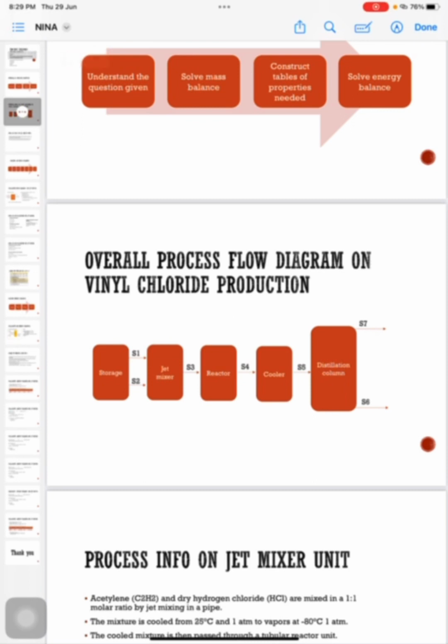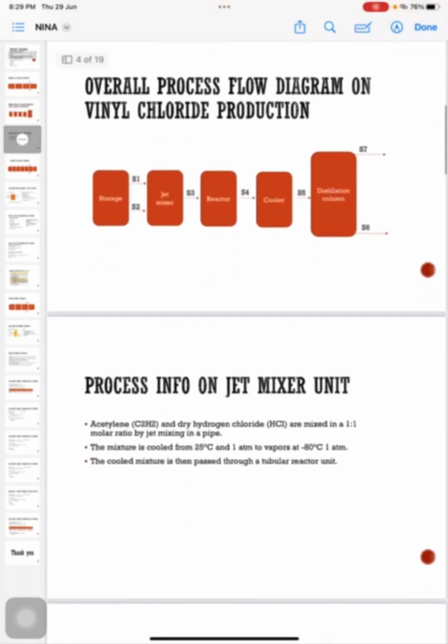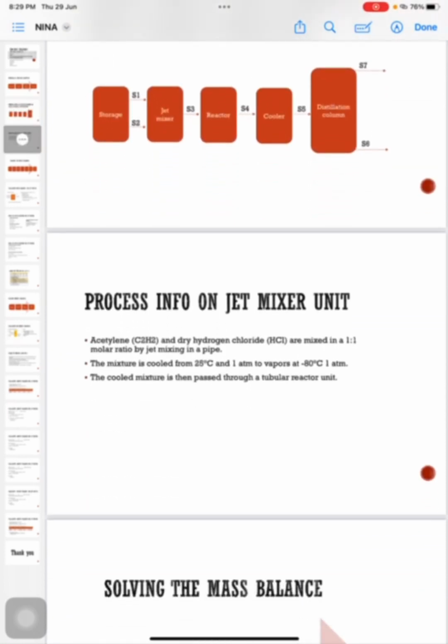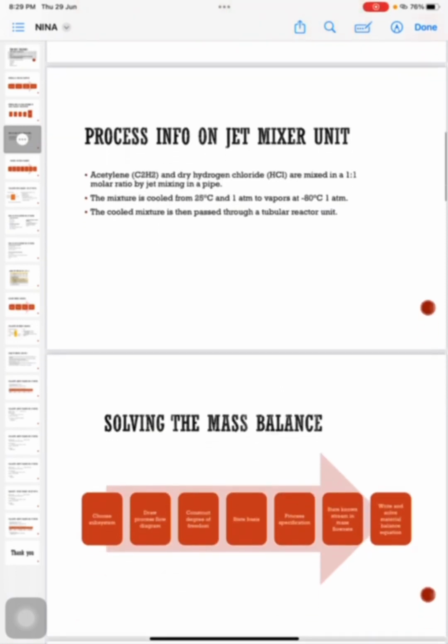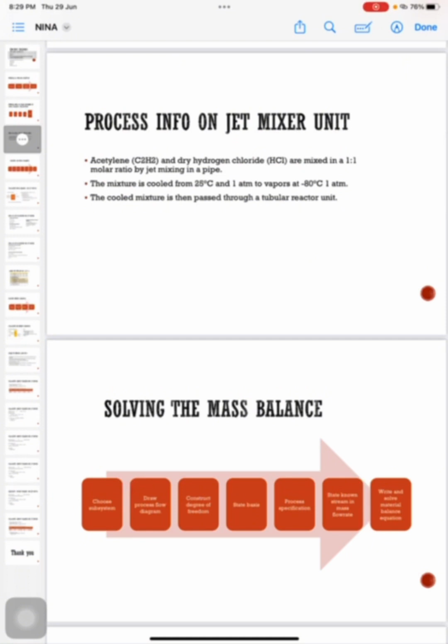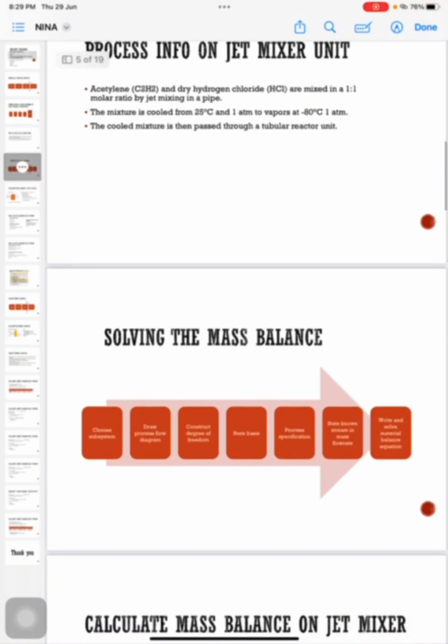This is the overall process flow diagram of vinyl chloride, which involves a jet mixer, reactor, cooler, and lastly a distillation column. This is the process info from the question given. In the jet mixer, acetylene and dry hydrogen chloride are mixed in a 1:1 molar ratio. Then the mixture is cooled from 25 to negative 80 degrees C at 1 atm. The cool mixture is then passed through a tubular reactor unit.